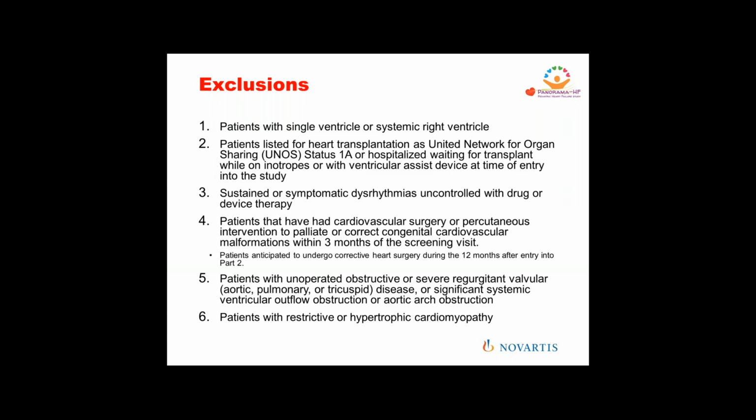Number 4, exclusion is they have had a cardiovascular surgery or percutaneous intervention to palliate or correct a congenital cardiovascular malformation within 3 months of the screening. And if patients are anticipated to undergo corrective heart surgery during the 12 months of the study, that's also an exclusion criteria. Say they have a surgery scheduled in 6 months or something. Also, number 5, patients with unoperated obstructive or severe valve disease or significant aortic arch obstruction are not candidates. And patients with restrictive or hypertrophic cardiomyopathy are also excluded.